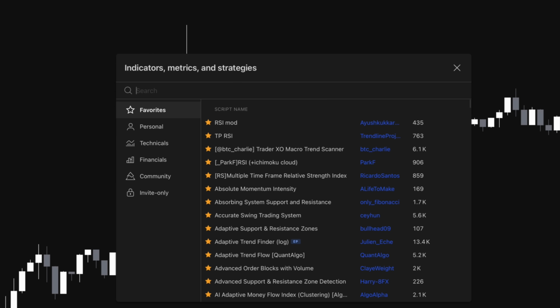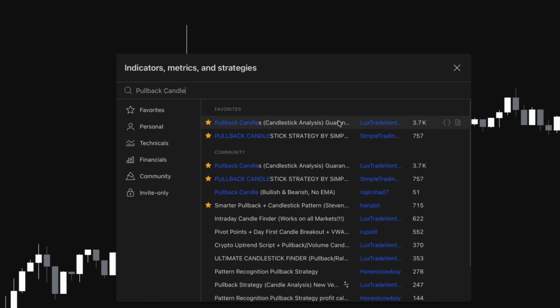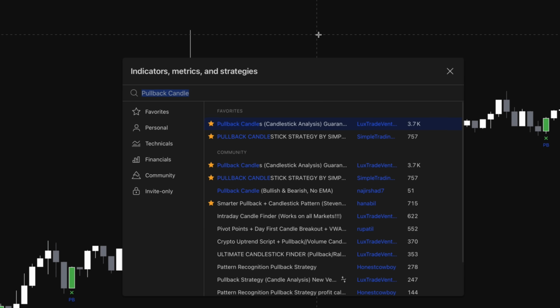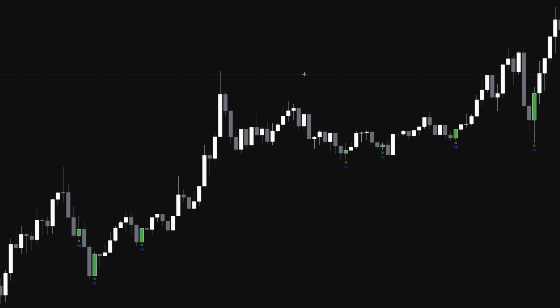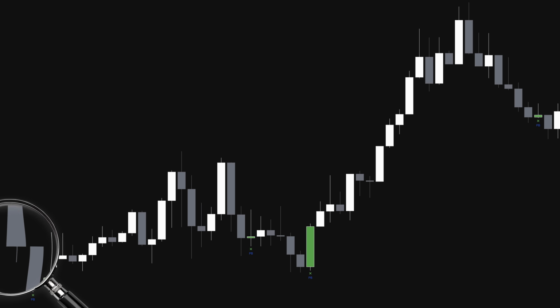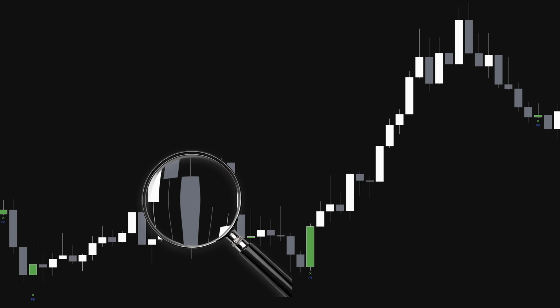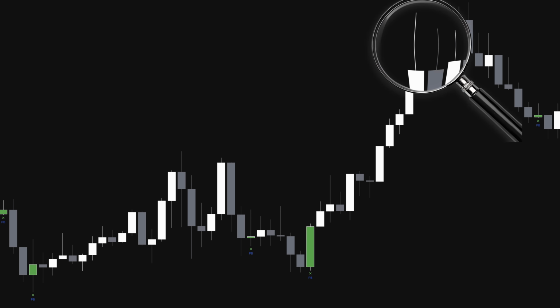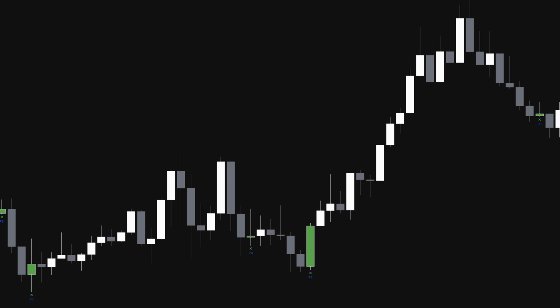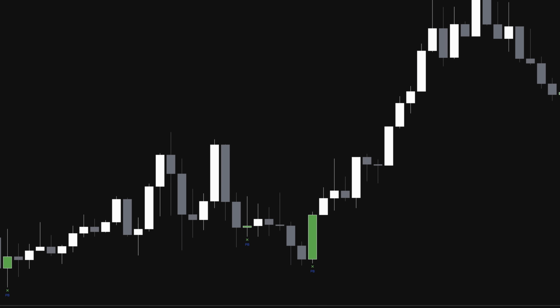Pullback candle. Created by Lux Trade Venture, this indicator identifies potential reversal points by detecting specific candlestick sequences combined with swing low conditions. It searches for a 4-candle pattern, where prices decline progressively over 3 candles before showing a reversal with the 4th candle, closing higher than the previous one.